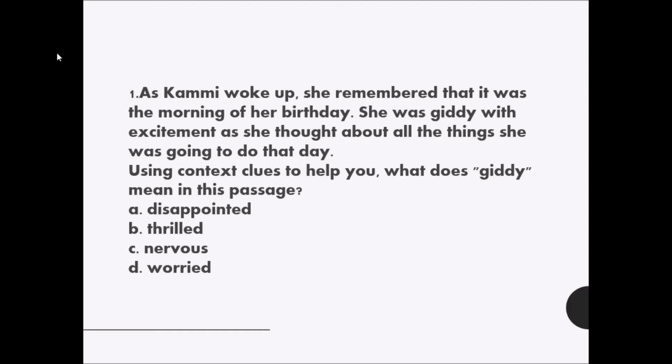So we're going to use the strategies for context clues in order to answer these questions. I'm going to read it to you, and then I'm going to give you time to come to an answer, and then I'm going to give you the correct answer.